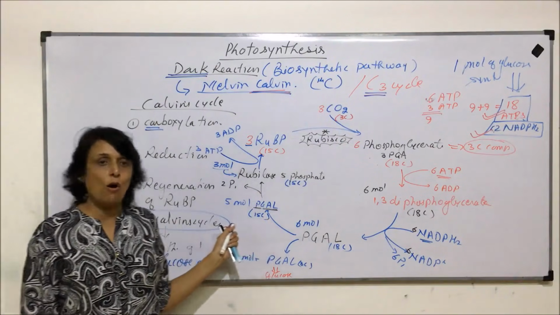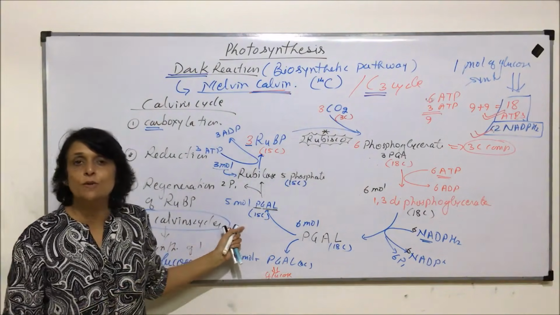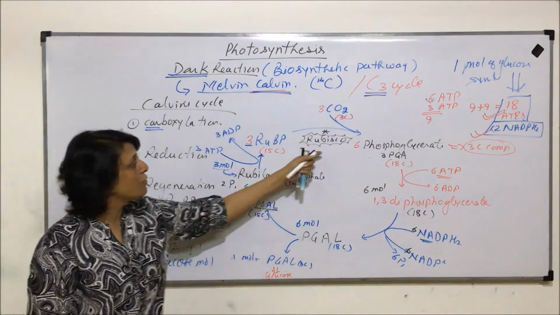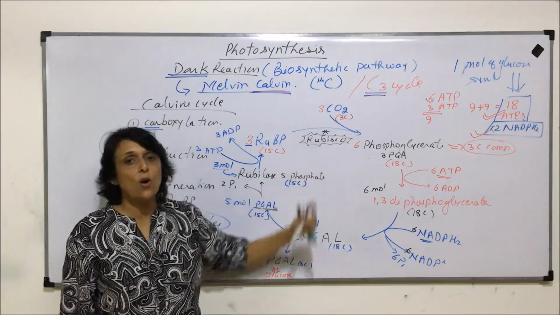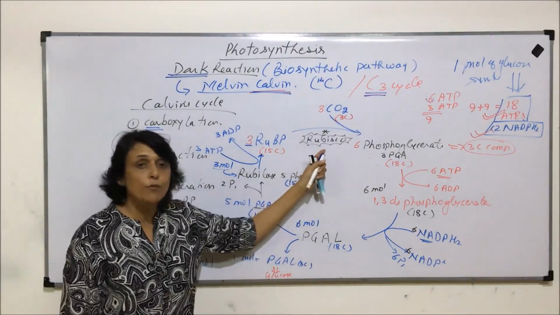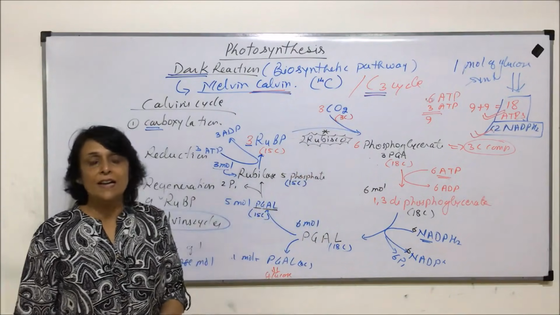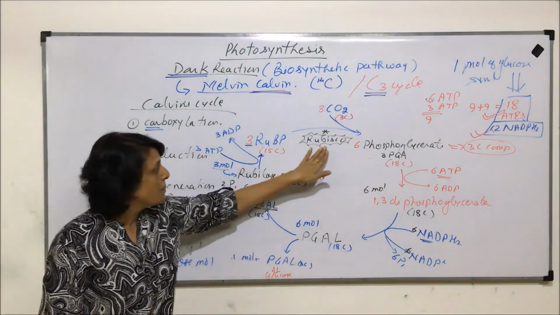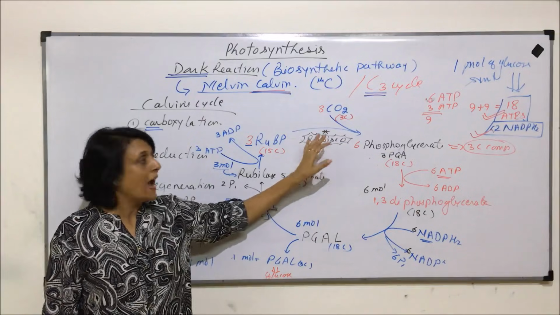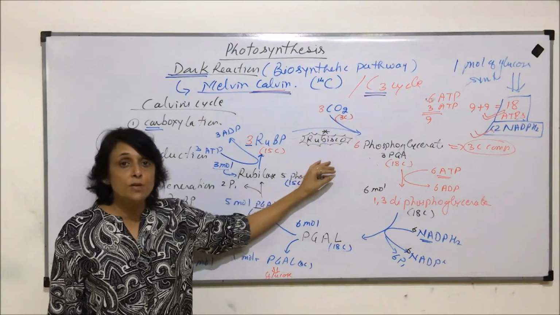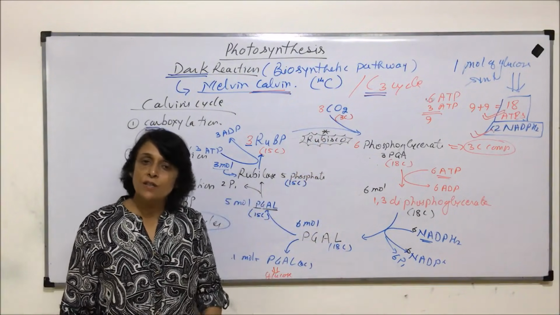Now in the beginning of this particular section we said that this Rubisco can act as carboxylase as well as oxygenase. So now we will take up the conditions in which the behavior of this Rubisco changes, and then we will see how that changed Rubisco brings about changes in the process.